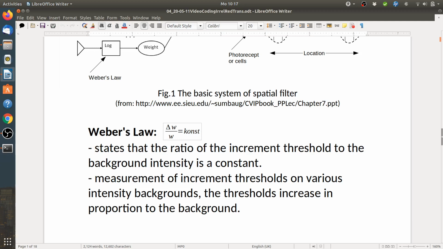Yeah, so the measurement of increment thresholds on various intensity backgrounds, the thresholds increase in proportion to the background. Right. So this is, for instance, the general brightness that you have in the scene. So the noticeability of a brightness increase depends on the brightness that we have in the scene.